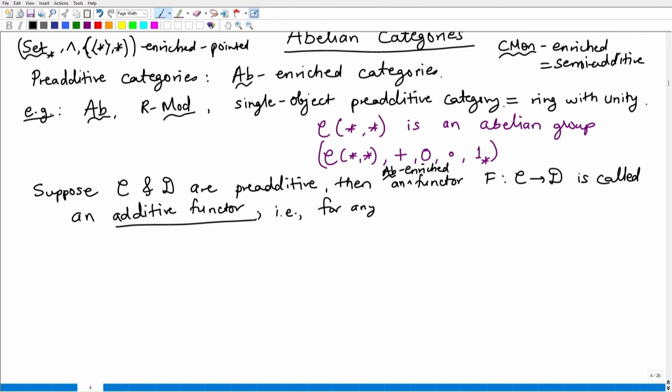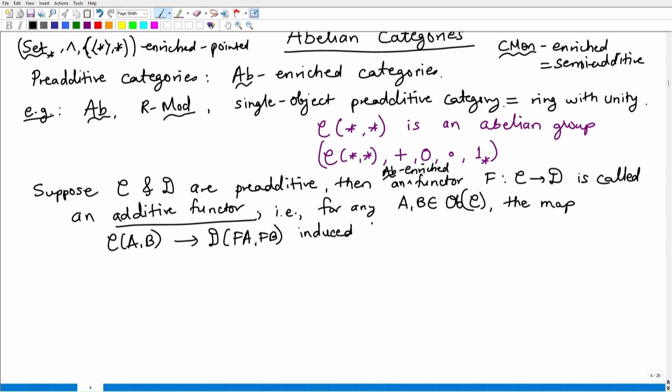For any A and B objects of C, the map from C(A,B) to D(FA,FB) induced by F is an Ab-morphism, which means it is a group homomorphism between two abelian groups. So this is the notion of enriched functor.